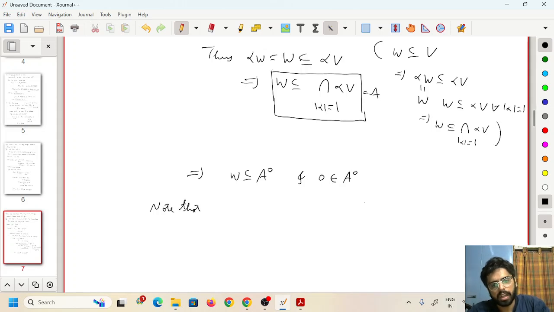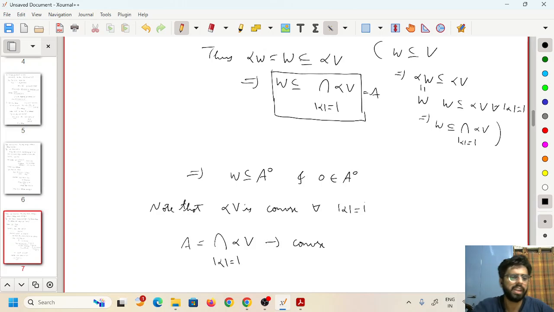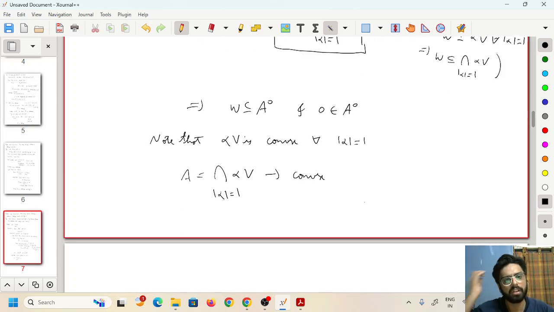Note that alpha V is convex for every mod alpha equal to 1, right? It doesn't matter. Since V is convex, alpha V is convex, right? And intersection of convex sets is convex, any arbitrary intersection. So the intersection of alpha V over mod alpha equal to 1, that is A, is convex. You can easily show that an arbitrary intersection of convex sets is convex. So since V is convex, alpha V is convex, and the intersection of all these alpha V is convex, that is our set A is convex, and we already showed that if A is convex, then its interior is convex. So hence A interior is convex.